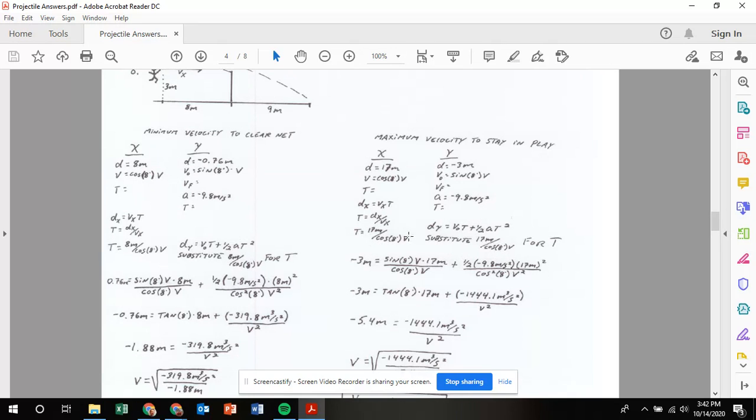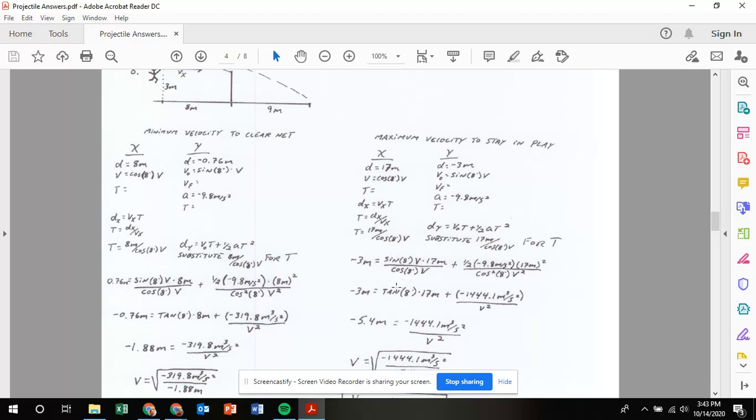But this problem is going to be done mathematically exactly the same way that the minimum velocity was done. I have my time in the x direction is d over v. D is just 17 now instead of 8 like it was in the minimum. And in the y direction, the only change is that my displacement is negative 3 instead of negative 0.76. From there, though, the math is identical. D is now negative 3, but I still have sine of 8v and cosine of 8v in my denominator, and I just change that x distance from 8 to 17. And in this term, 1/2 times negative 9.8, the d is changed again from 8 to 17, but my denominator stays exactly the same. We're going to do the same math to simplify this.